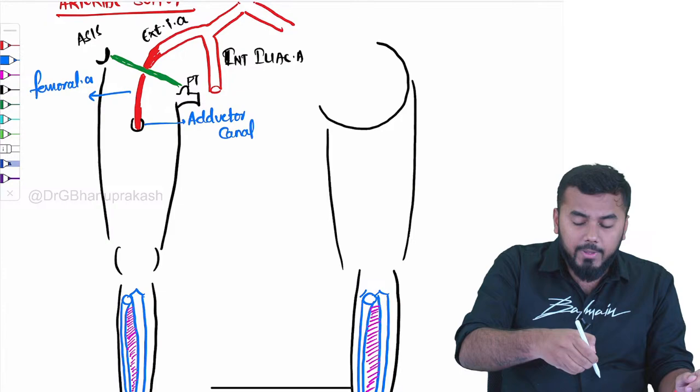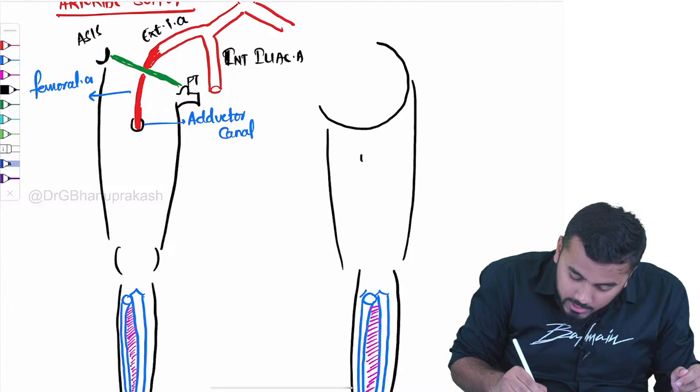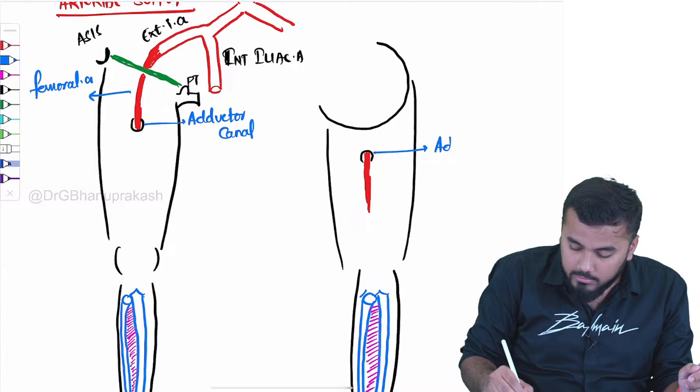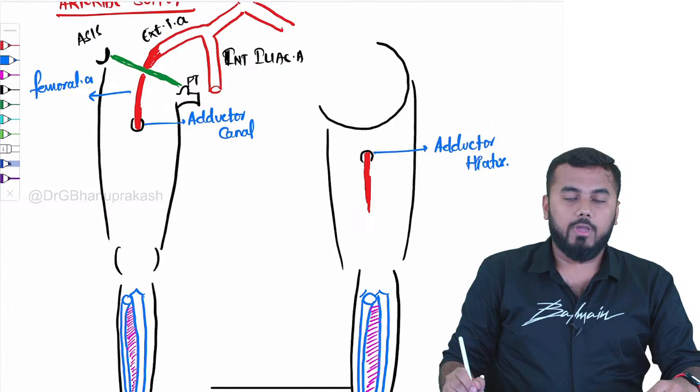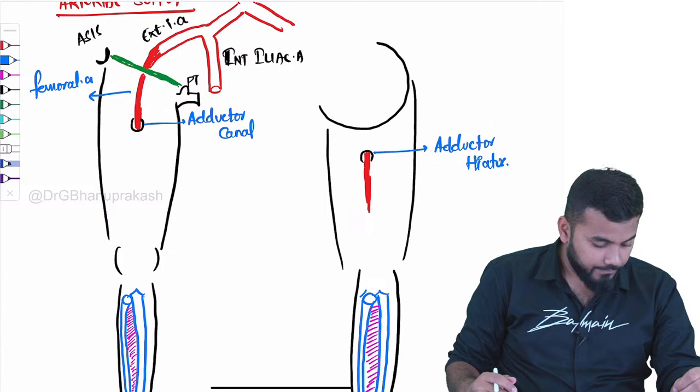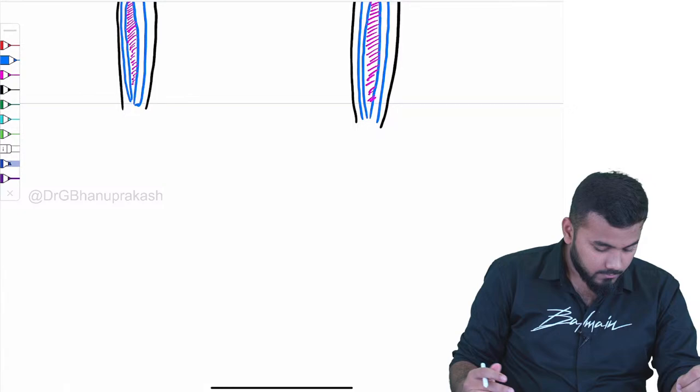It should come out from one side or the other. So from where will it come? Exactly at this position. It will come from the posterior side like this. So the femoral artery is coming out on the posterior side. And this is called the adductor hiatus. Okay, this is called the adductor hiatus. All of you are clear till now? Any doubt? Very good. Excellent.